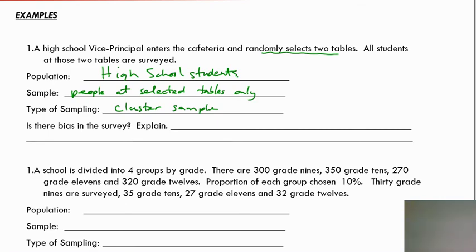So is there a bias in this survey? Explain. Well, I don't know about you, but when I'm at a cafeteria table as a teenager, I'm probably sitting with my friends. My friends have the same types of interests, the same views and beliefs that I have, and so we might all fill out a survey similarly. So that would be the main concern. So yes, there is a bias.